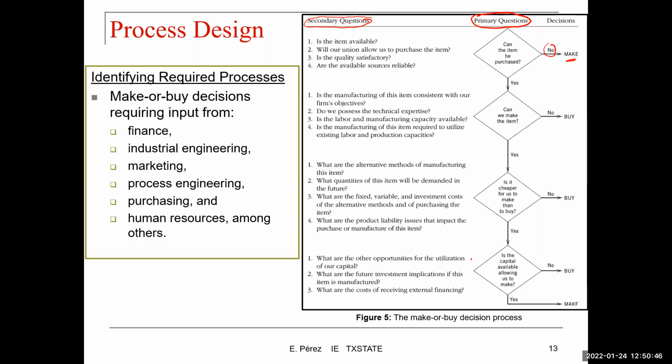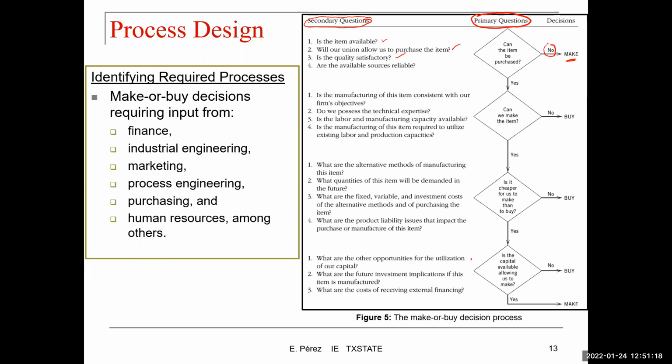And then ask the suppliers or ask the company, is the item available? Will our union allow us to purchase the item? Sometimes you have to deal with the unions. There might be some legal contracts that do not allow you to go and do these types of deals. So you need to be aware of that.